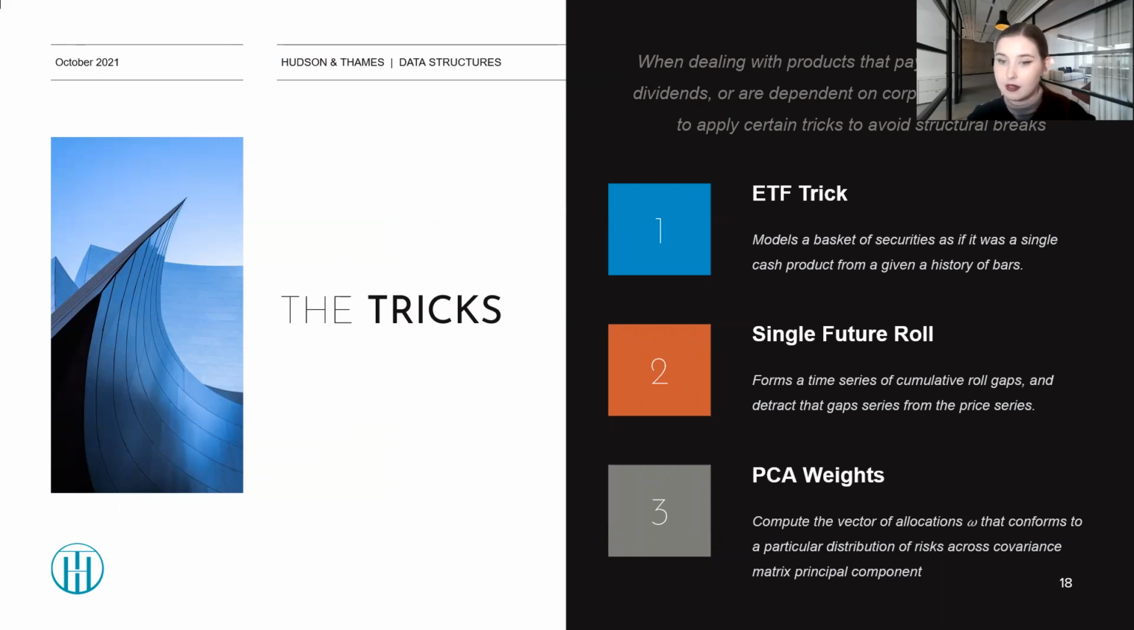The last but not least is the PCA weights. While computing a hedging vector might be hard and it is hard to know where to find the intuition, our suggestion, and also Marcos Lopez de Prado's suggestion, would be to compute the vector of allocation that conforms to a particular distribution of risks across the covariance matrix principal components. The description for every one of those three procedures can be found in Advances in Financial Machine Learning at the end of chapter 2. And again, we highly encourage you to test this all on your own.